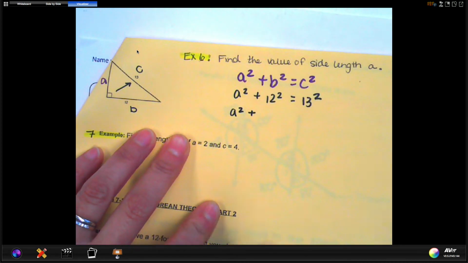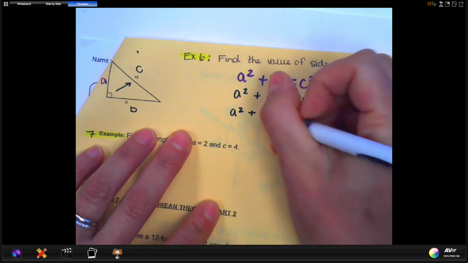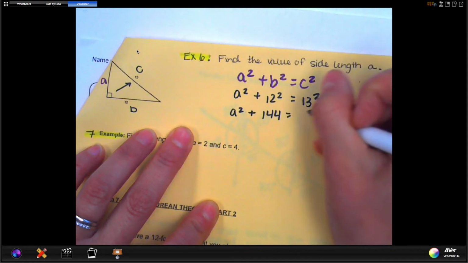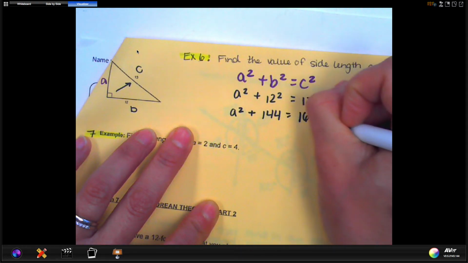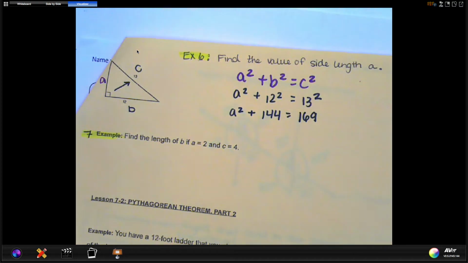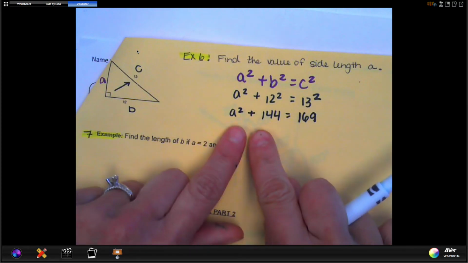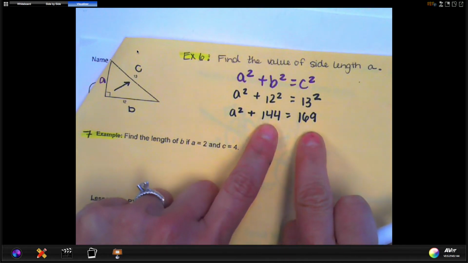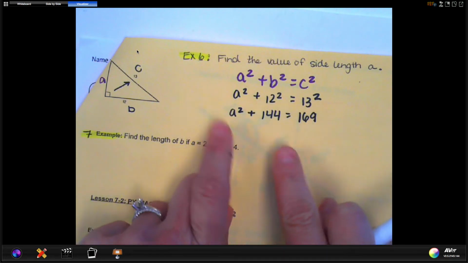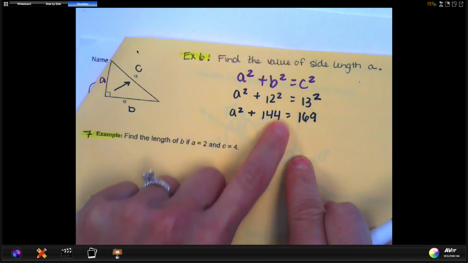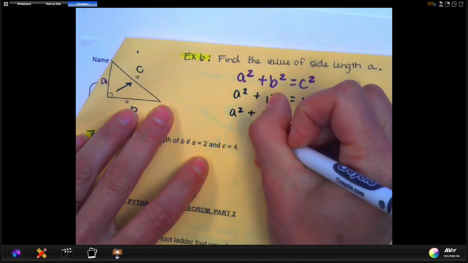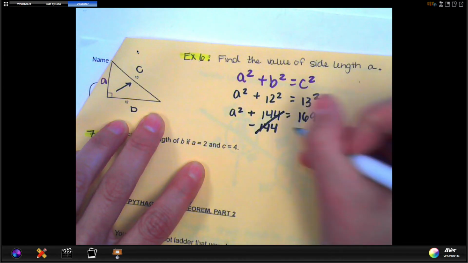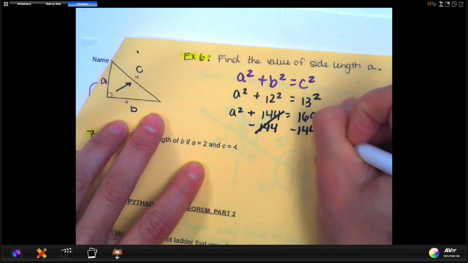12 squared is 12 caret 2, or 12 times 12, that's 144. And 13 squared, 13 caret 2, or 13 times 13 is 169. Okay, so now notice that we don't have the two numbers on the same side of the equal sign. They're on opposite sides. So what we have to do to solve it is undo that plus 144. So we're actually going to cancel it by subtracting the 144 here and canceling it, and then we're going to subtract it on this side, okay?